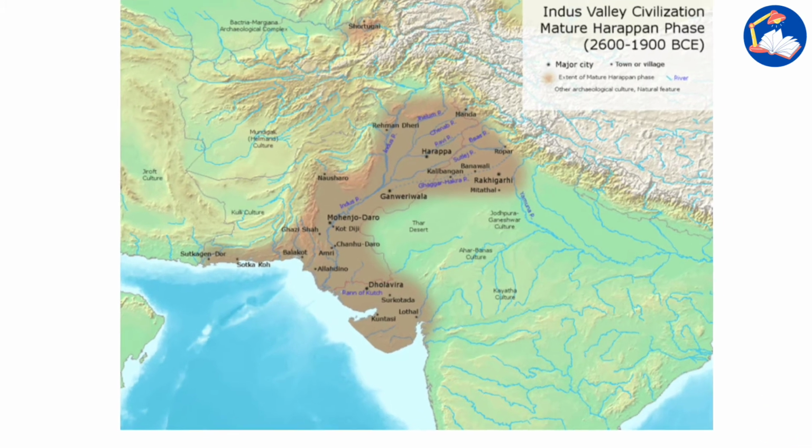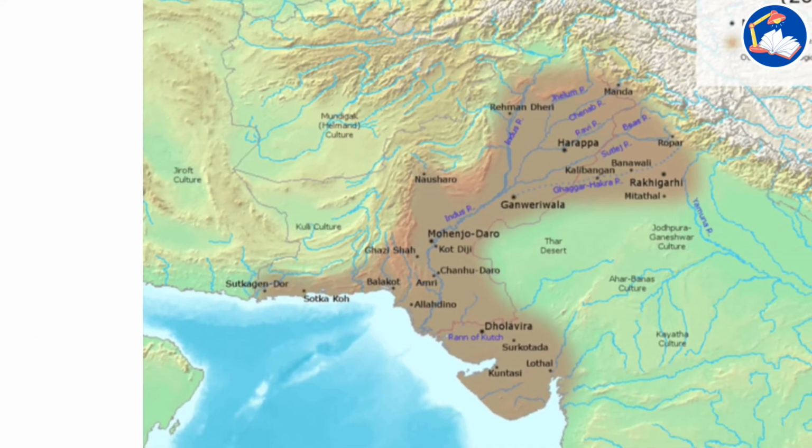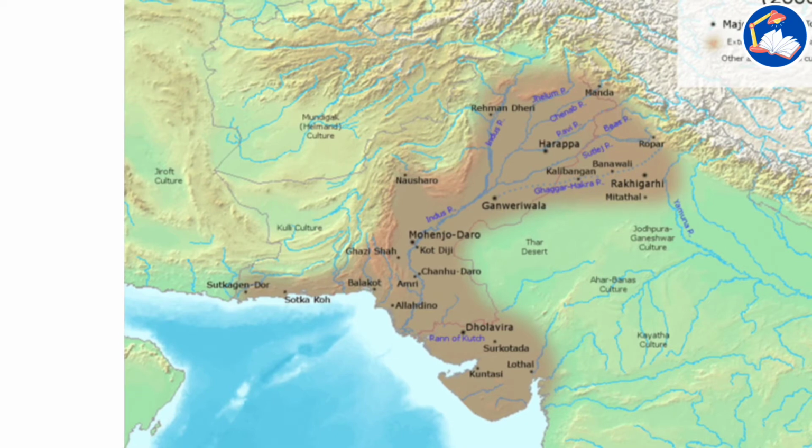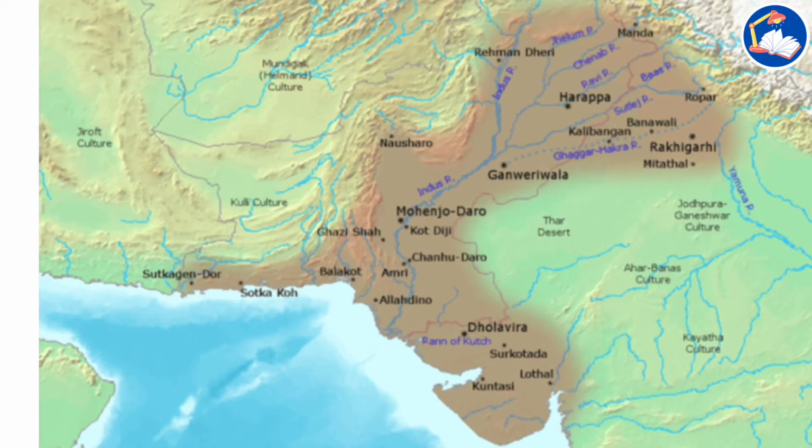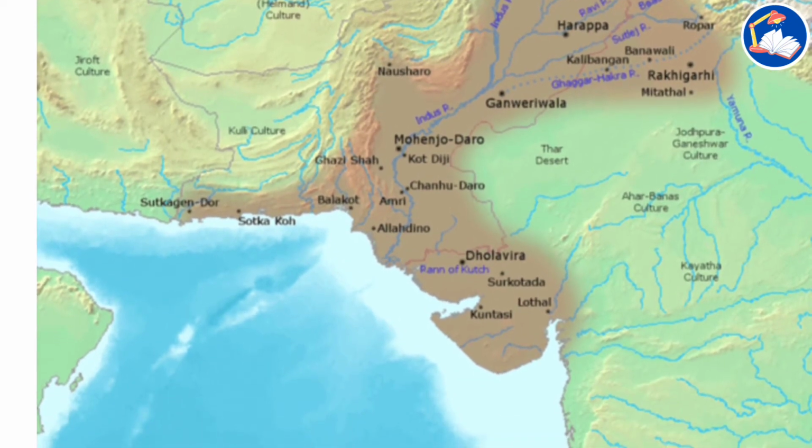So this is the map of the Harappan civilization. Here we have Harappa, then Kalibangan. On the topmost region Manda was there, then Rahman Dheri. The Indus River flows through all these regions, along with Jhelum, Chenab, Ravi, Sutlej, Beas, and the Ghaggar River. Near Lothal, there is the Rann of Kutch.